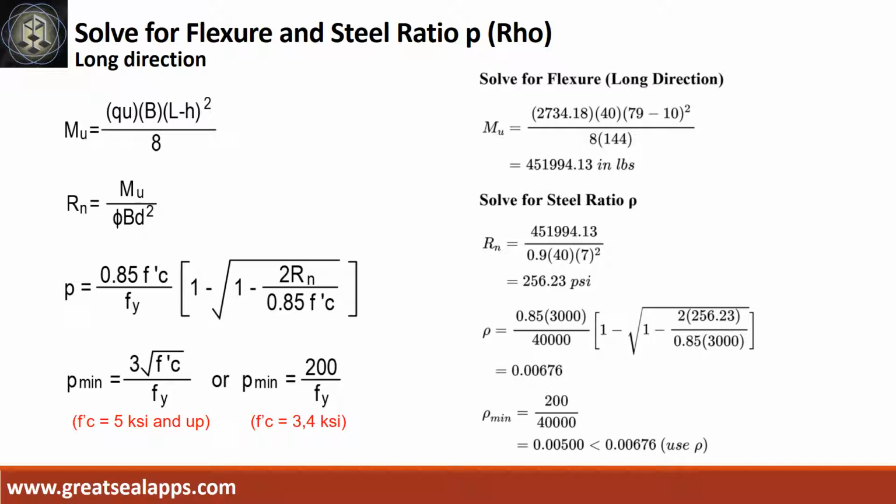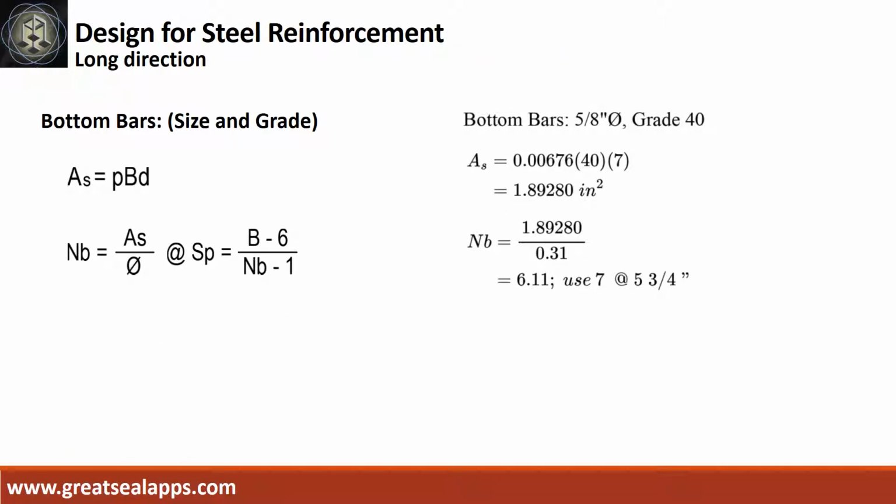Rn equals 256.23 psi, and reinforcement ratio Rho equals 0.00676. Continue at long direction. Given Rho equals 0.00676, B equals 40 inches, and D equals 7 inches, the area of steel for long direction bars is 1.8928 square inches, and the number of bars for 5/8-inch diameter is 7.